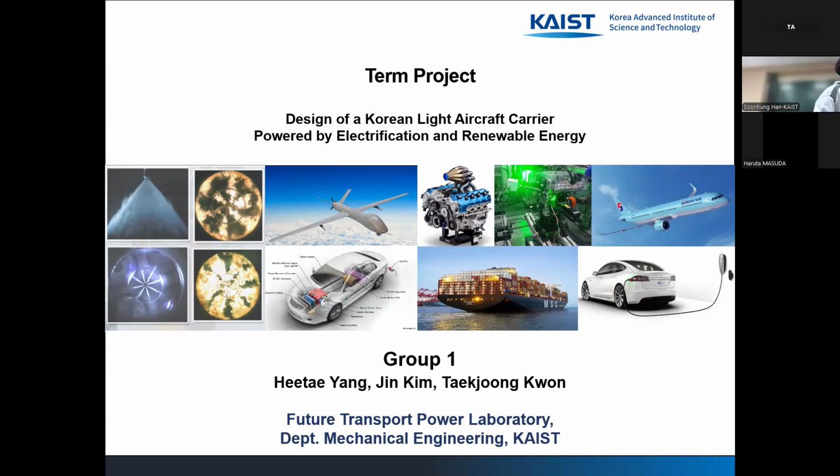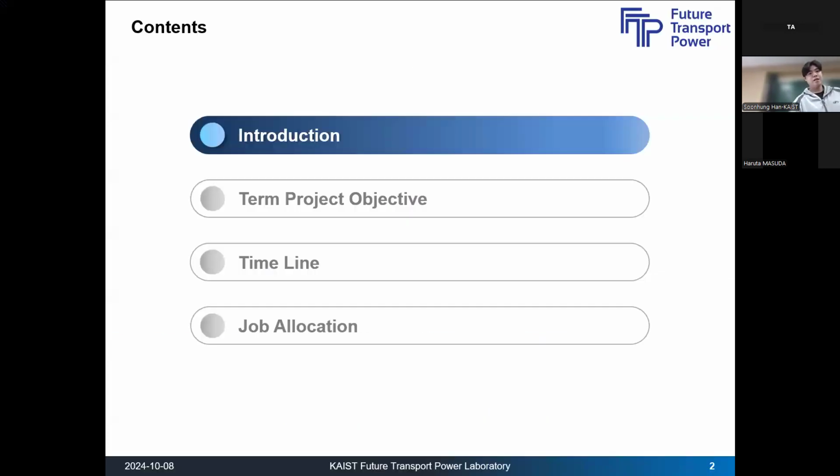Okay, good afternoon everyone. My name is Sitaya of Group 1. Today I'll talk about the TOM project of Group 1. Our title is the design of a Korean light aircraft carrier powered by electrification and the renewable energy. The content is follows. So I want to talk about the introduction first. And next is our objective of the TOM project and the timeline and the job allocations.